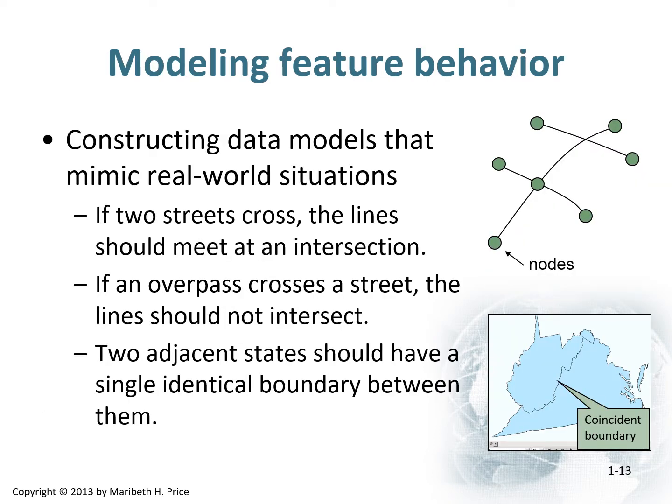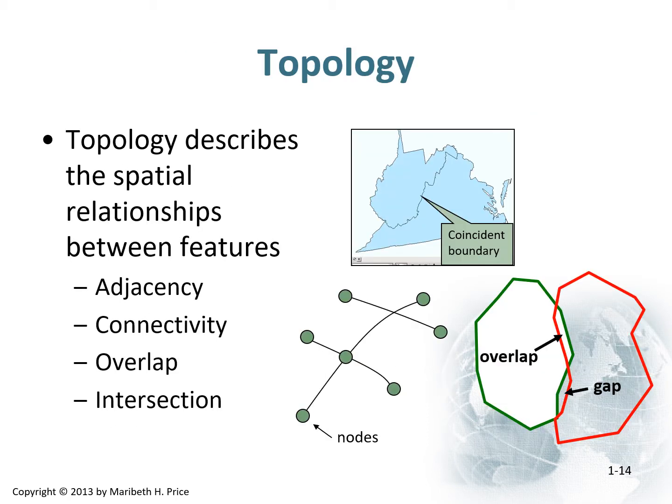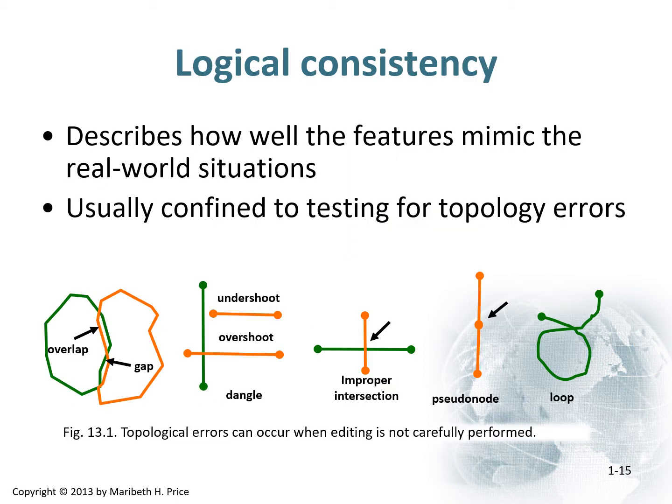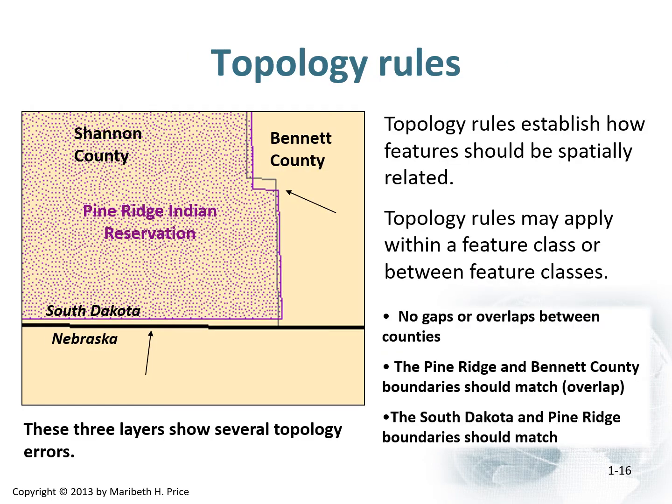Understand how modeling features, how things are supposed to behave the way they do in the real world. This idea of logical consistency, of intersections being intersections and not underpasses or overpasses. Know what topology is and how it describes spatial relationships between features, things like coincident boundaries, as opposed to having gaps and overlaps. Logical consistency describes how well features mimic the real world. That's what we're talking about.